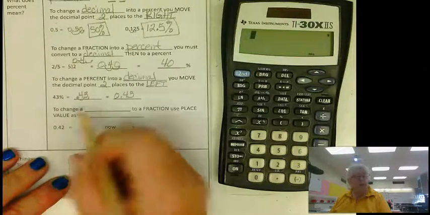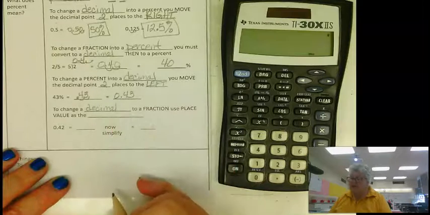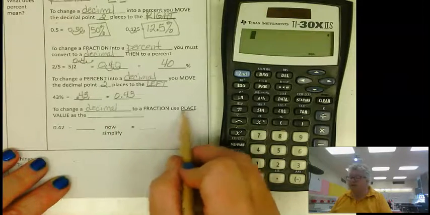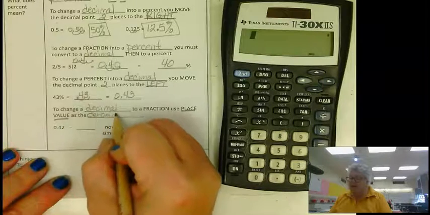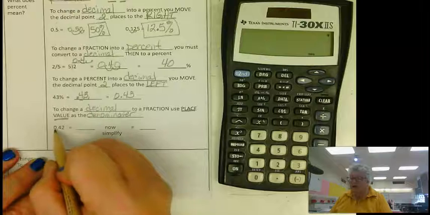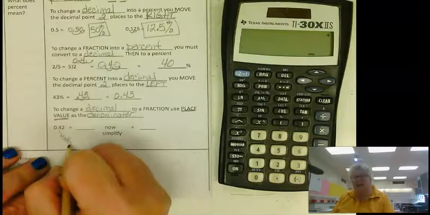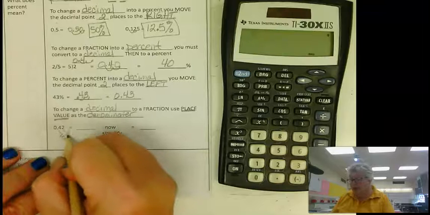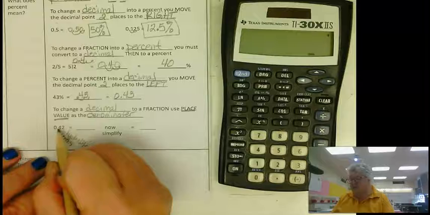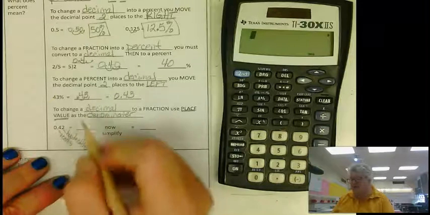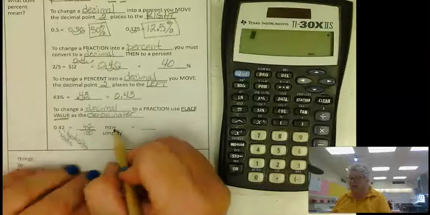And the last one, to change a decimal into a fraction, oh my gosh, use place value as the denominator. All right? So if this is your 10ths place, and this is your 100ths place, then that means we have 42/100ths. So 42/100ths. And now we can simplify.